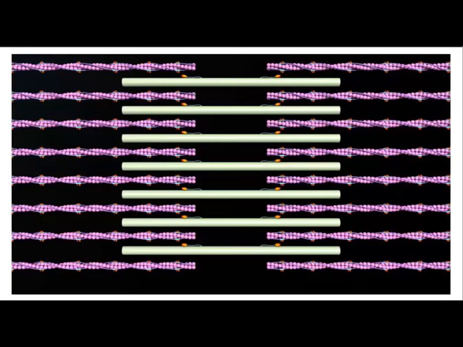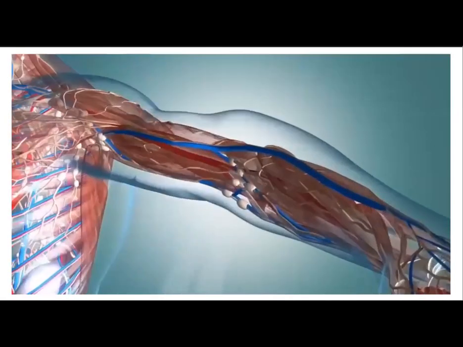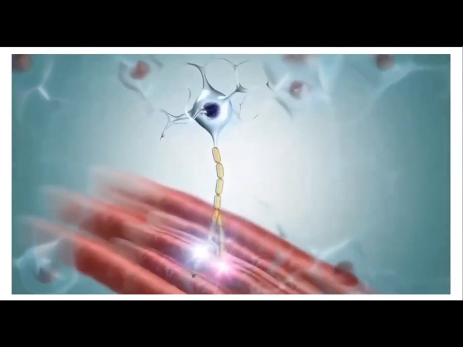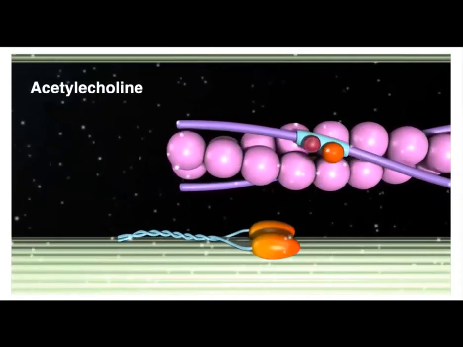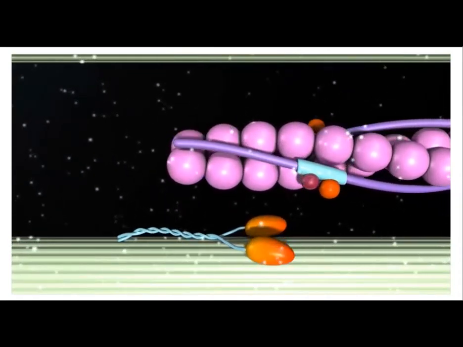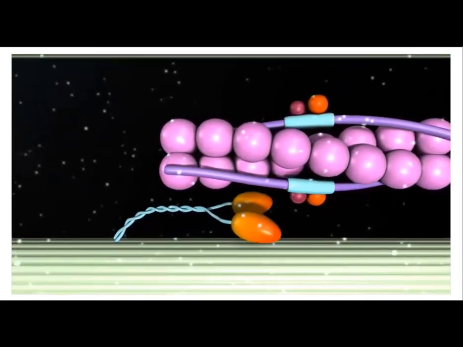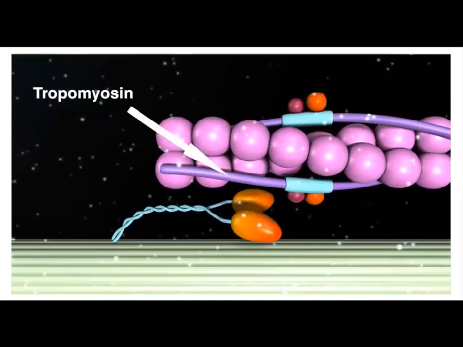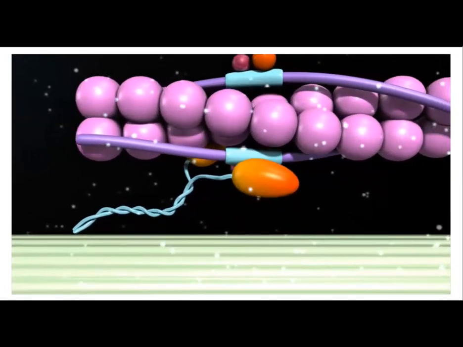If we look at a two-dimensional model of a sarcomere, it consists of actin and myosin. When a nerve impulse arrives at the muscle, it causes a release of a chemical called acetylcholine. The presence of acetylcholine causes depolarization, enabling calcium to be released from the sarcoplasmic reticulum. The calcium binds to troponin, changing its shape and so moving tropomyosin from the active site of the actin. The myosin filaments can now attach to the actin, forming a cross bridge.